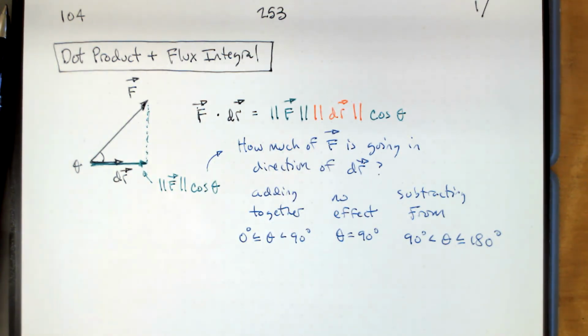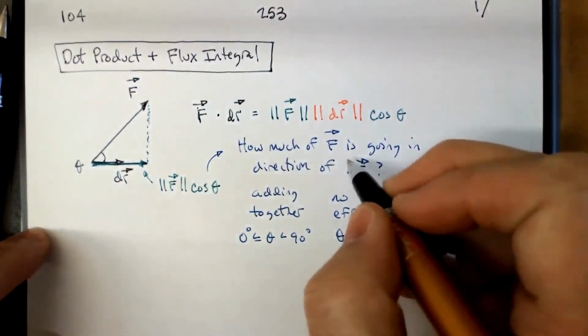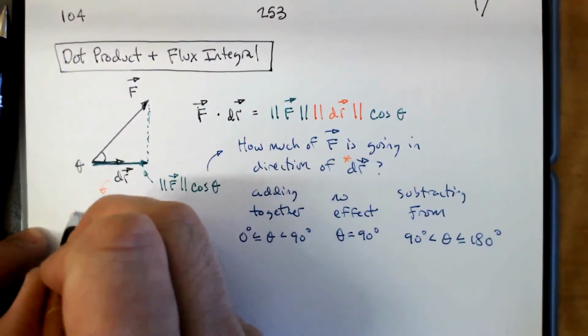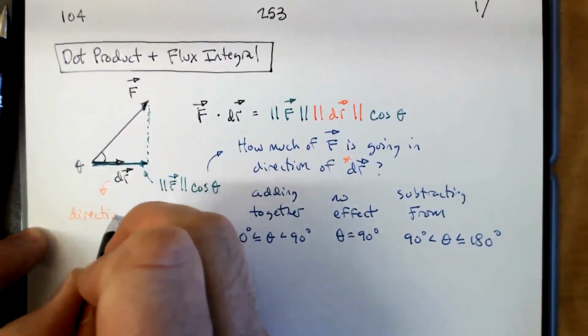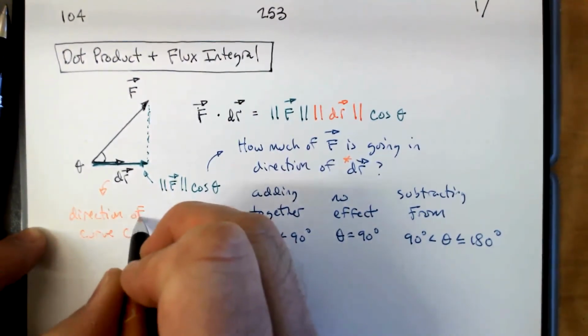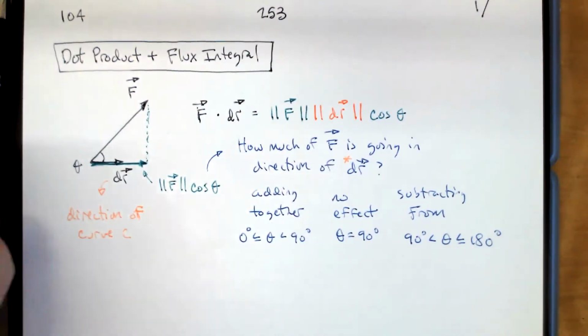Is the vector field adding to the direction of the curve? Or is there no effect because they're perpendicular? Or is the vector field going in the opposite direction of the curve? So dr is the direction of the curve. Should make a note of that. So the dr is the direction of the curve.